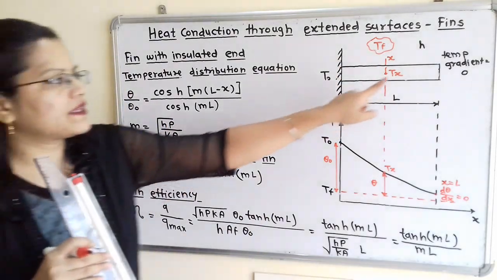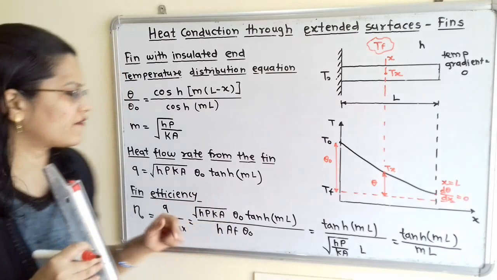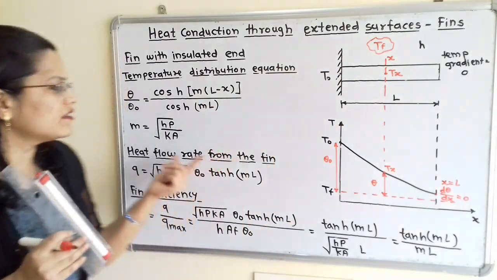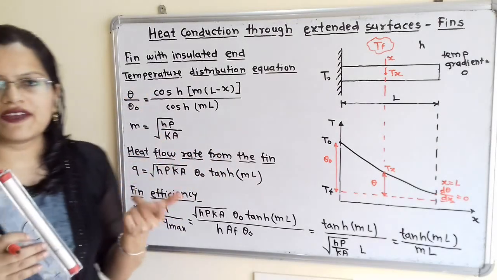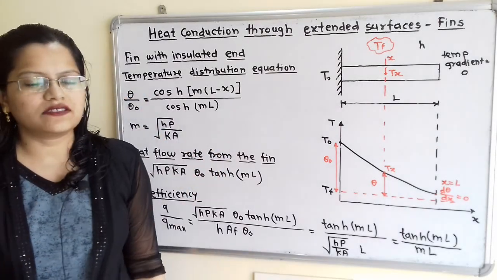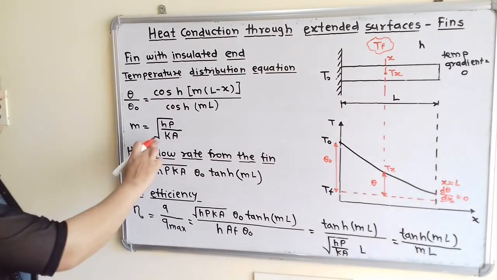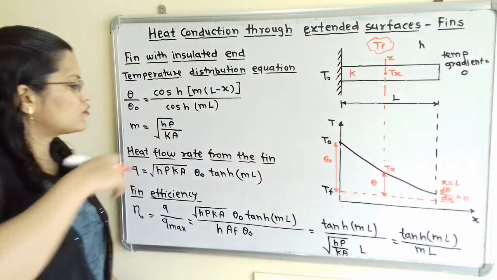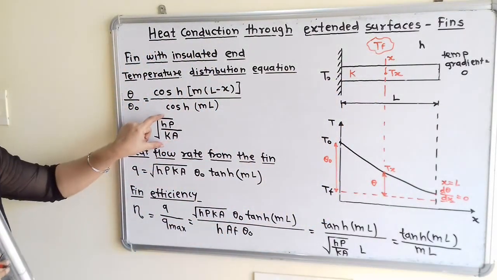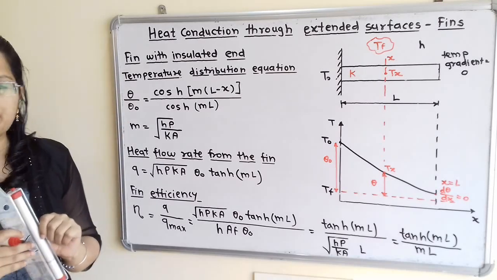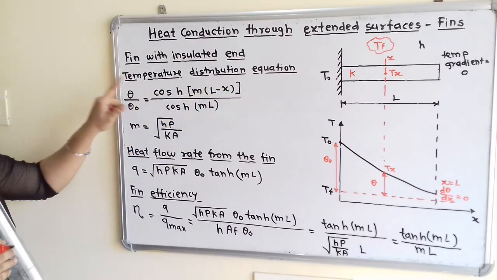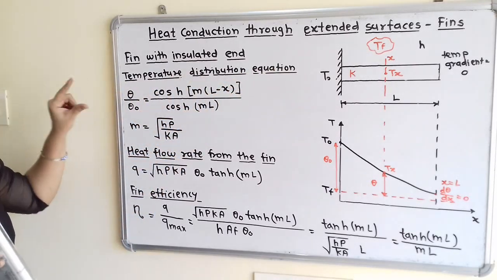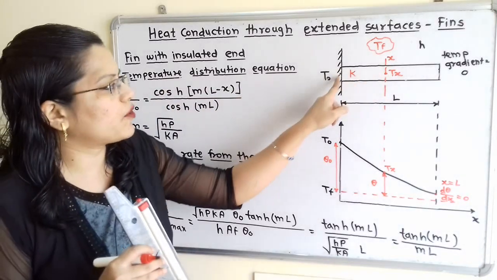Then P is the perimeter of the fin, which is also mentioned in the question. A is the area of the fin, which is also mentioned. To calculate this, the effective area is provided in the question, and k is the thermal conductivity of the fin material, which is also mentioned. With the help of all this information, we can calculate m. So it is easy for us to calculate the temperature distribution equation, and with the help of this equation, we can calculate the temperature at any point along the fin.